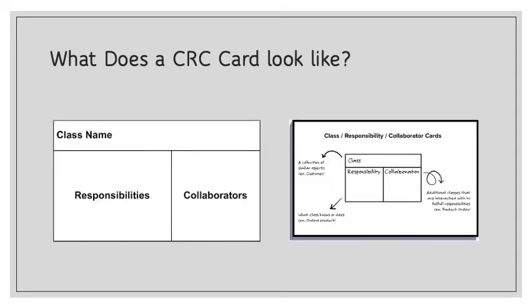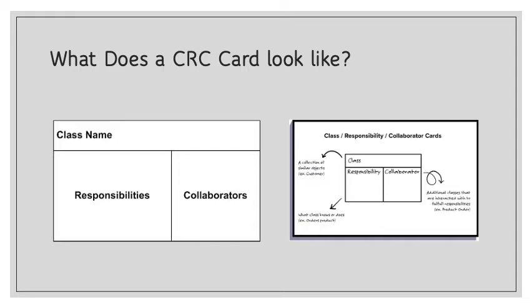What does a CRC card look like? Right here, I have two examples. The example on the left is a very simple example, and on the right, it's more defined. On the left side, as you can see, the class name is on the top left-hand corner, and typically these class names are always underlined. On the bottom left-hand corner is where you put the responsibilities.